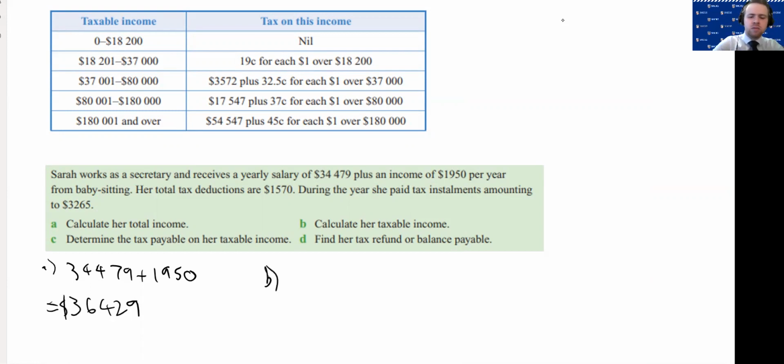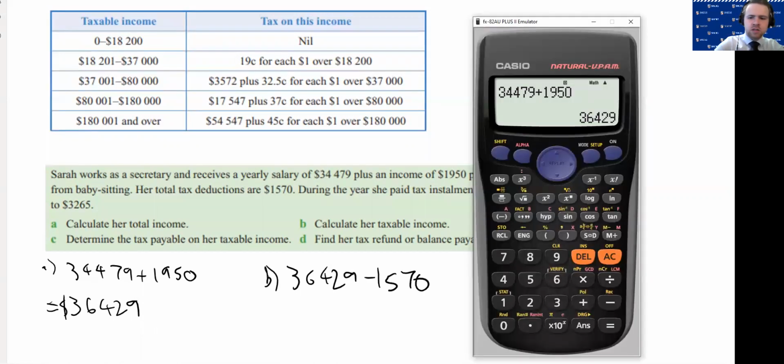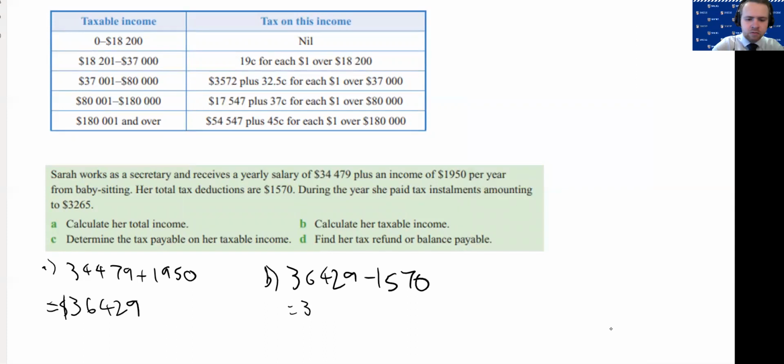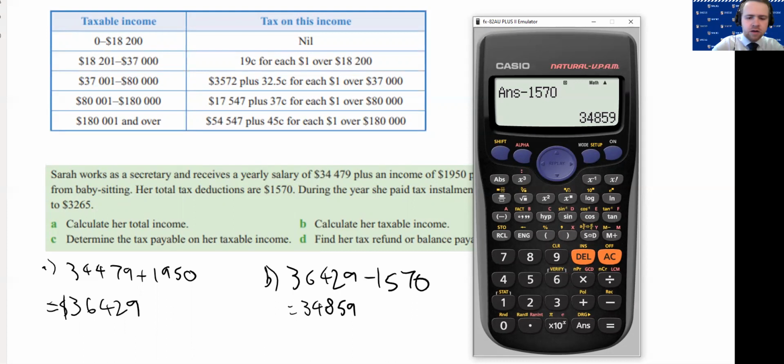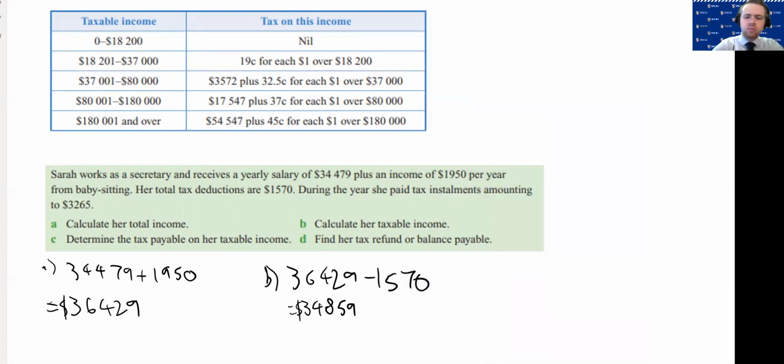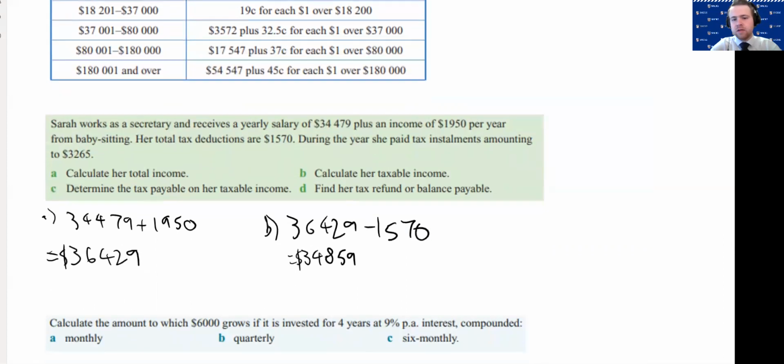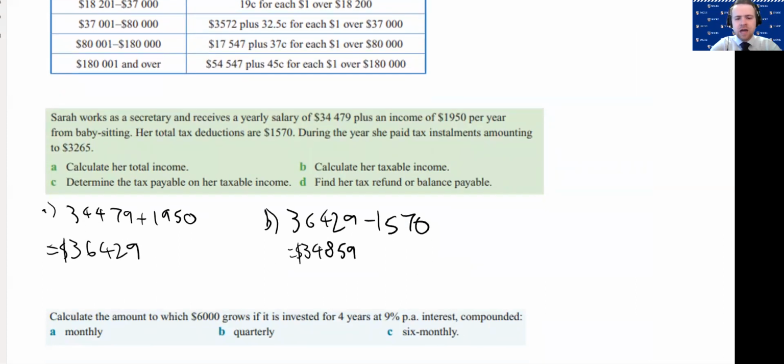Now her taxable income is going to be all of that minus her deductions. So it's 36429 minus any deductions that she has. So we just simply take that away, 1570, and we get our answer, 34859. Did I remember that correct? 859, yep. And that's her taxable income. So that's the value that we use when we're trying to calculate her tax.